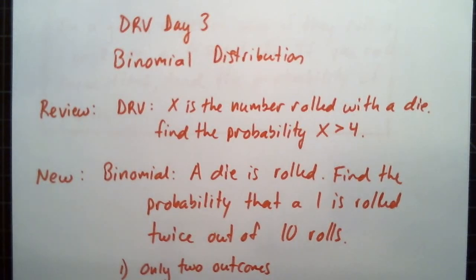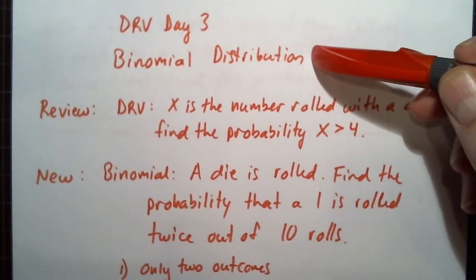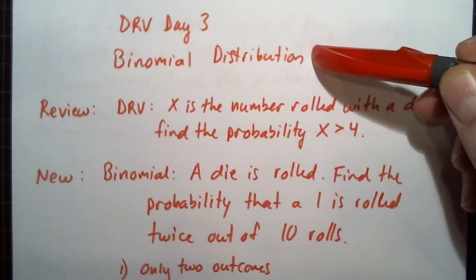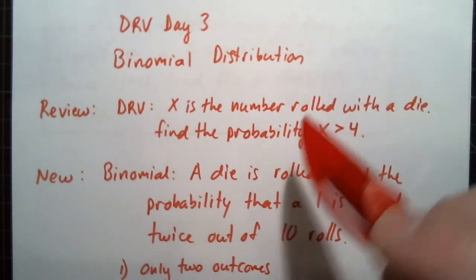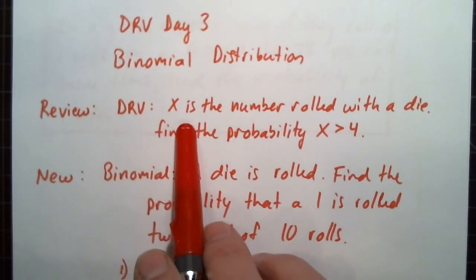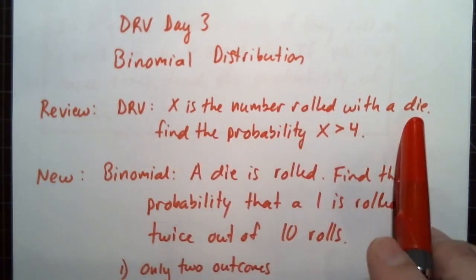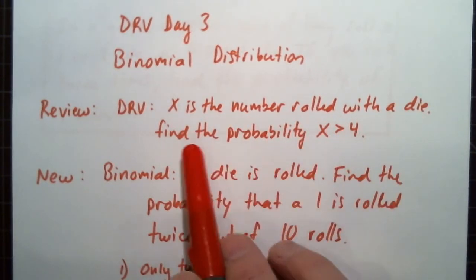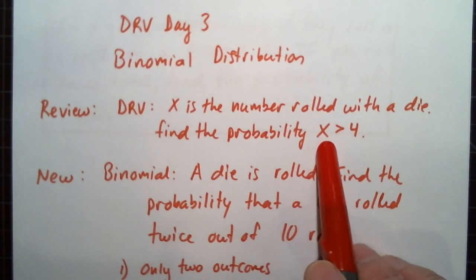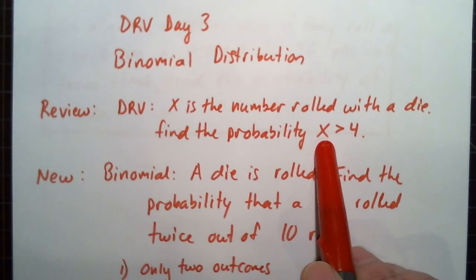Here's our last lesson on discrete random variables, and we're going to learn about the binomial distribution. So reviewing a discrete random variable, X is the number rolled. If X is the number rolled with a die, you might be asked the question, find the probability of X being greater than 4. And so X has the values of 1 through 6.